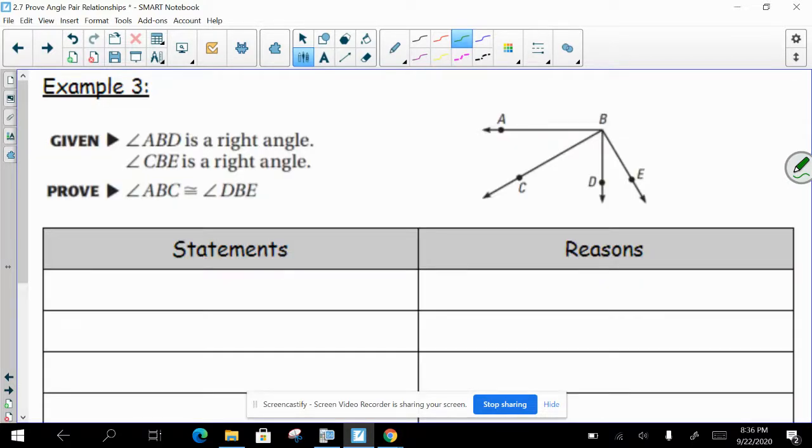Let's go ahead and do this example next. This is kind of a long one. It has 8 steps, so bear with me here. Go ahead and copy the diagram in your notes.